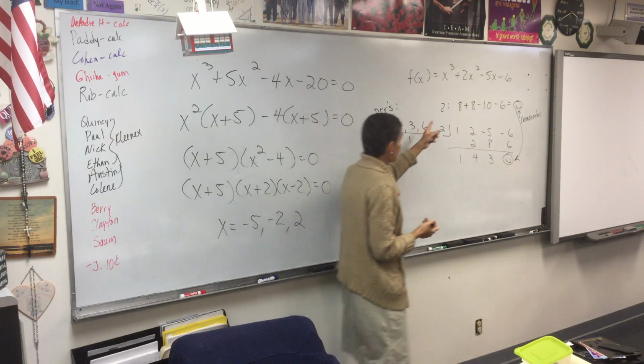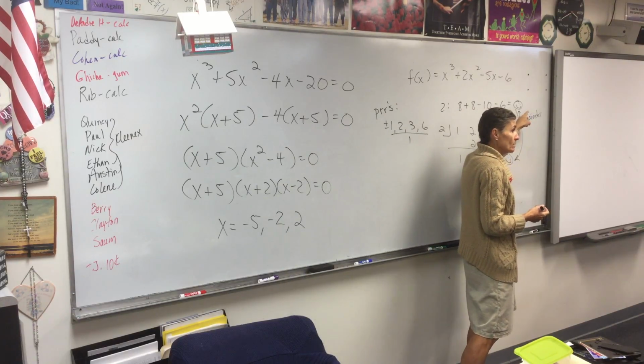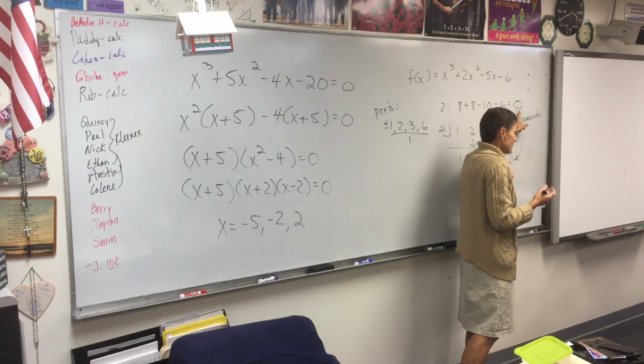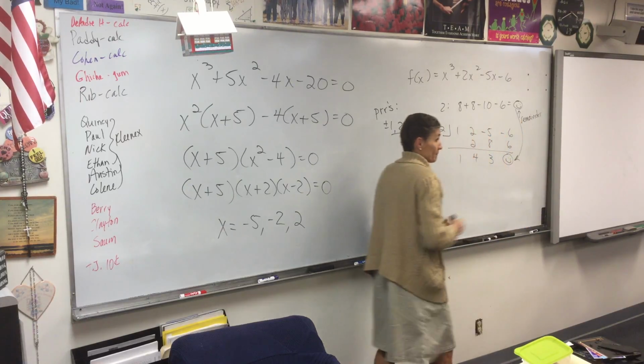When I plug in 2, I want to know what the remainder is. I'm hoping it's 0. If this had equaled 7, then that would mean the remainder is 7, and it's not a factor. That's why I skip it and go on.